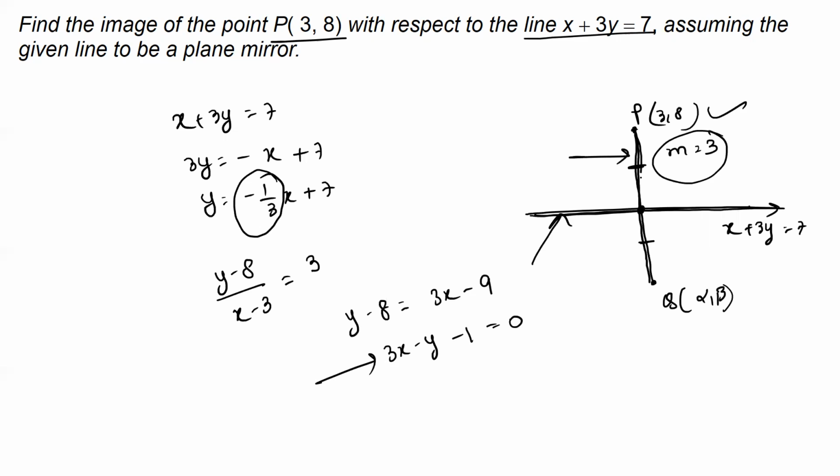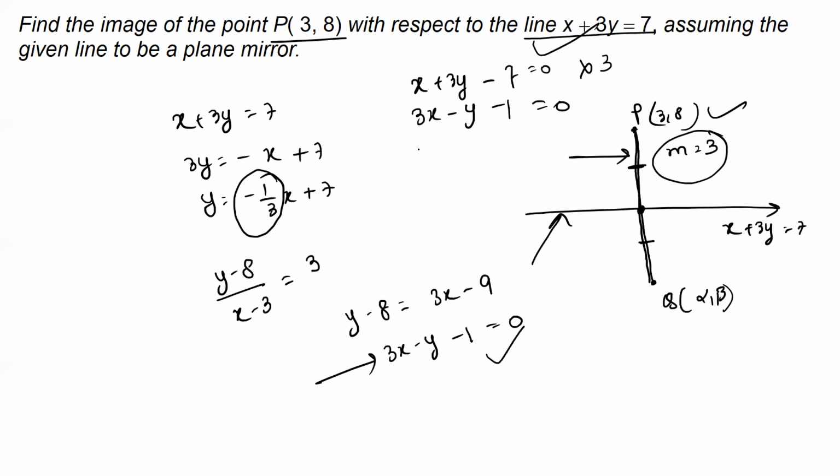So we have the equation of PQ, we have the equation of this line. What we can do is just solve these two equations to find out the point of intersection. So let's solve the given equation x plus 3y is equal to 7 and 3x minus y minus 1 is equal to 0. So x plus 3y minus 7 is equal to 0, and 3x minus y minus 1 is equal to 0. Let's multiply this equation with 3. So we get 3x plus 9y minus 21 is equal to 0.